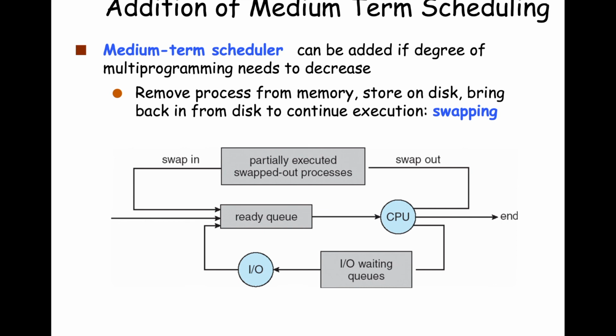There's also something called a medium-term scheduler. This medium-term scheduler can be added to the long-term and the short-term if the degree of multiprogramming is too high and you need to make it smaller. How does it make it smaller? Well, it selects some processes from memory and stores them temporarily on disk. This is called swapping. The process control block we said is stored in memory, but it can also be written out to disk. There's a special place on disk called the swap file, swap disk, or swap partition, which is set aside for storing process control blocks.